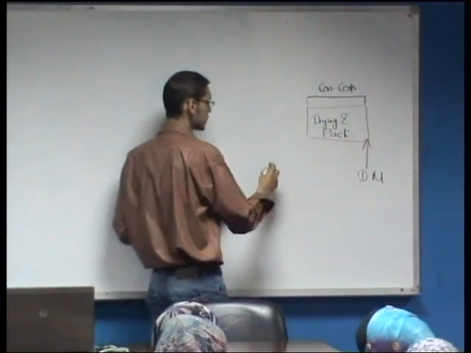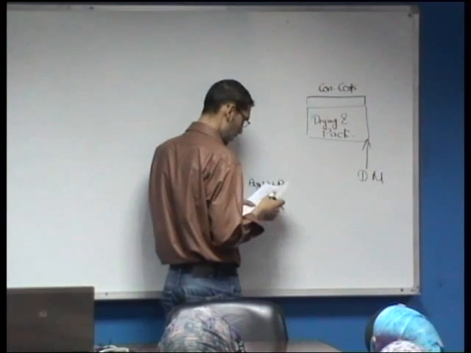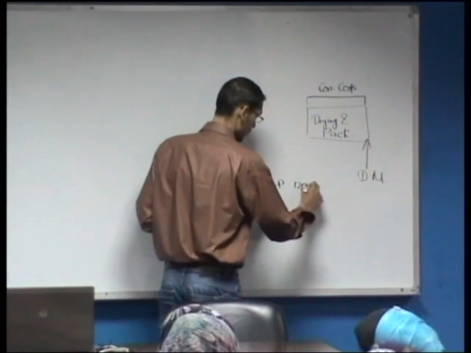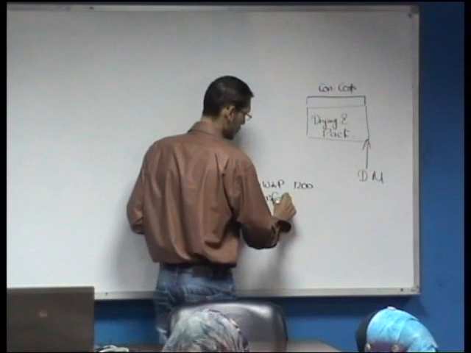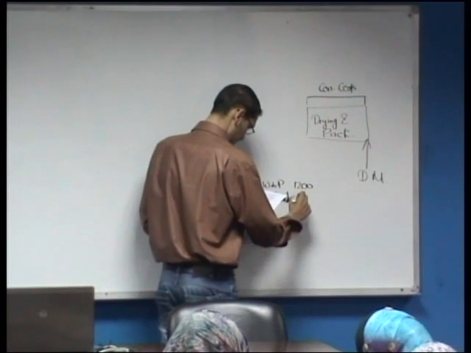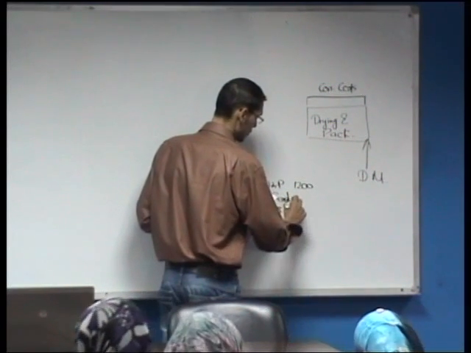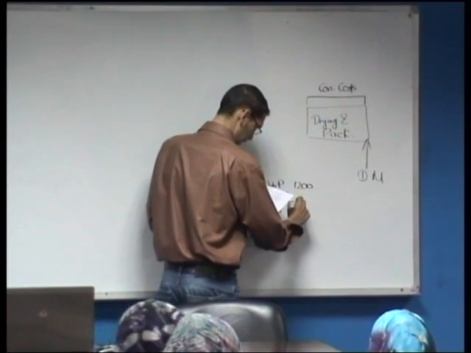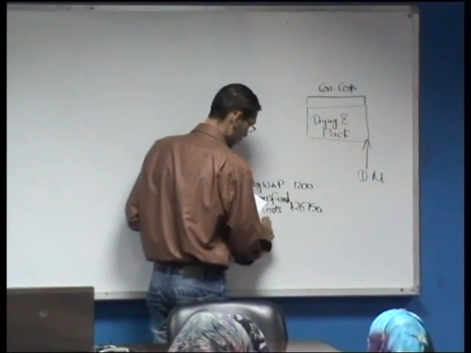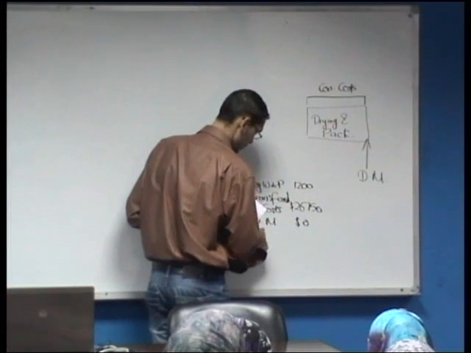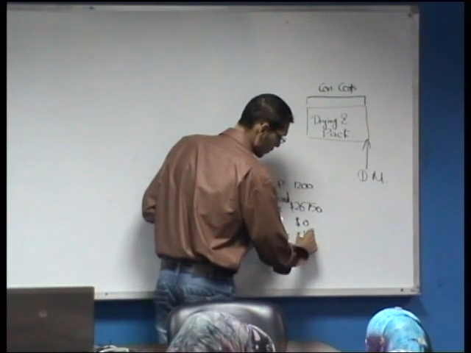We have a beginning work in process, physical units 1,200. Transferred in cost for the beginning work in process is 26,750. Direct material 0. Conversion cost 4,020.